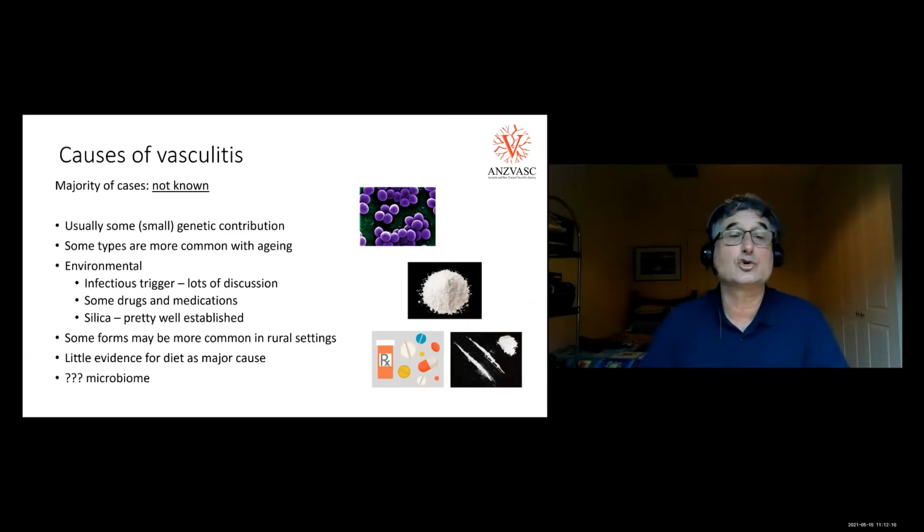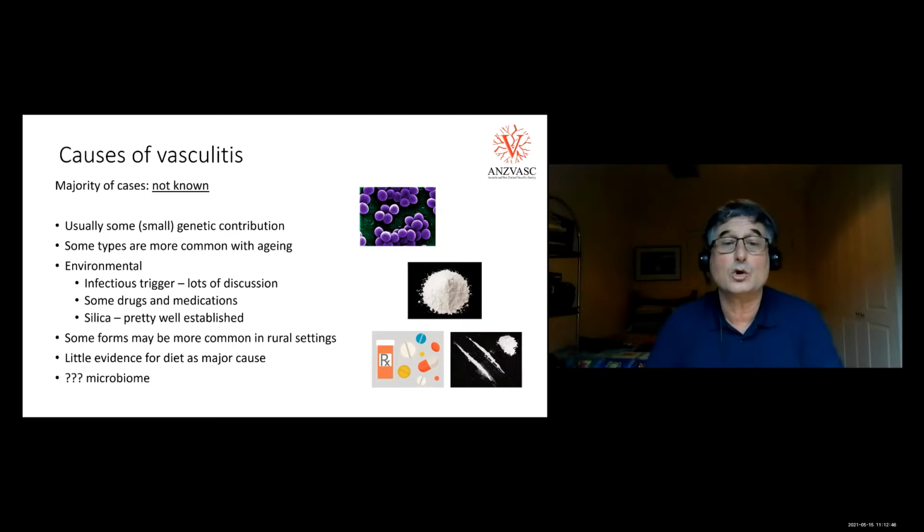And these environmental triggers have attracted a lot of interest over the years and a lot of research. Many forms of vasculitis probably have some sort of infectious trigger. There's a lot of discussion, debate about that over time. And strangely, we might learn more about that over time with the focus on COVID. Some drugs and medications, cocaine is a good example, can cause vasculitis, and some medications that generally doctors know about have a low chance but can cause vasculitis. And lastly, working with silica dust is pretty well established to be a risk factor for vasculitis.